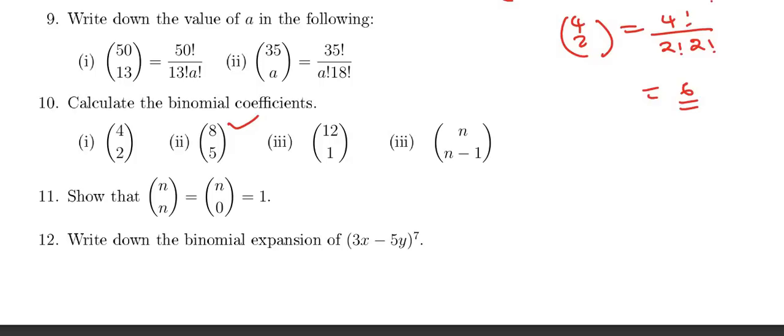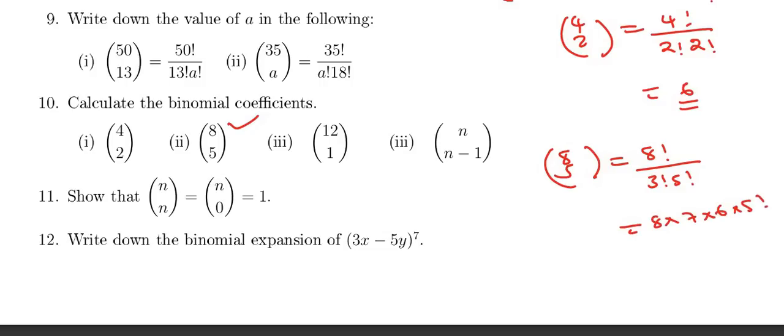Next, 8 choose 5. 8 choose 5 is the same as 8 factorial over 8 minus 5, that's 3 factorial, then write the 5 here. So 8 factorial, 8, 7, 6, then we end on 5 factorial. 3 factorial is simply 6. Then we're having a 5 factorial. I can cancel this.